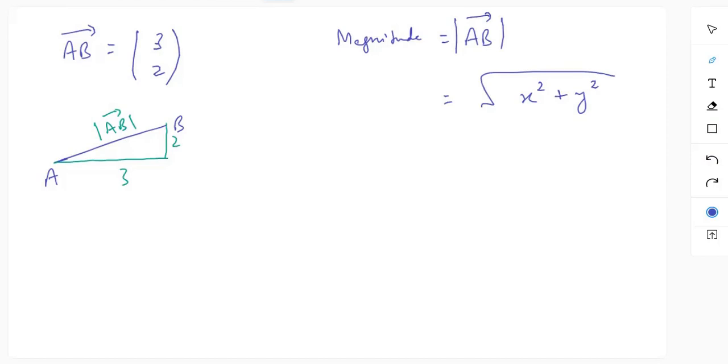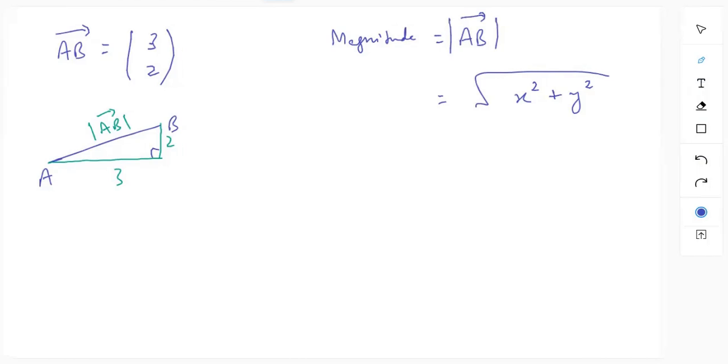You've got the base here, you've got the perpendicular here, it's a right angle here. आपने hypotenuse find करना है. Pythagoras लगा के you get x square plus y square, यानी x axis पे जो भी था उसको square किया, plus y axis पे जो भी था उसको square किया, and then you took the square root of that. That's the magnitude of x and y.